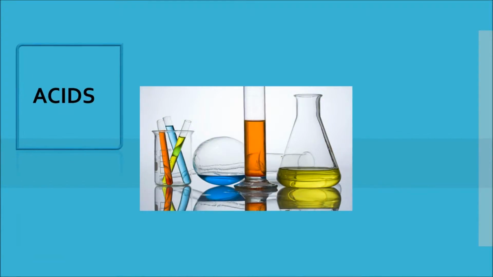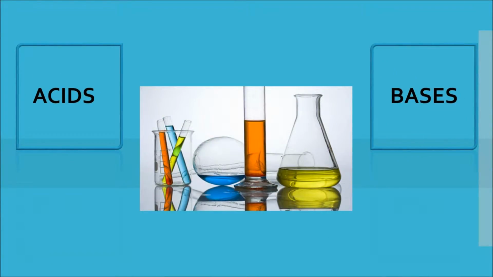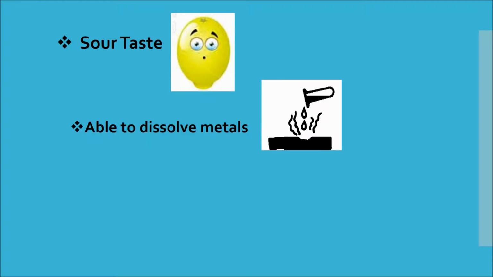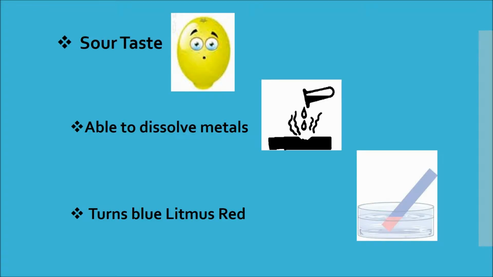Today, we're going to talk about the characteristics of acids and bases and how we determine what is an acid versus a base. Now, an acid is known to have a sour taste, though I wouldn't recommend you taste anything in the laboratory. They are also known to be able to dissolve metals, and perhaps the most distinguishing feature between acids and bases is the fact that they turn blue litmus paper.